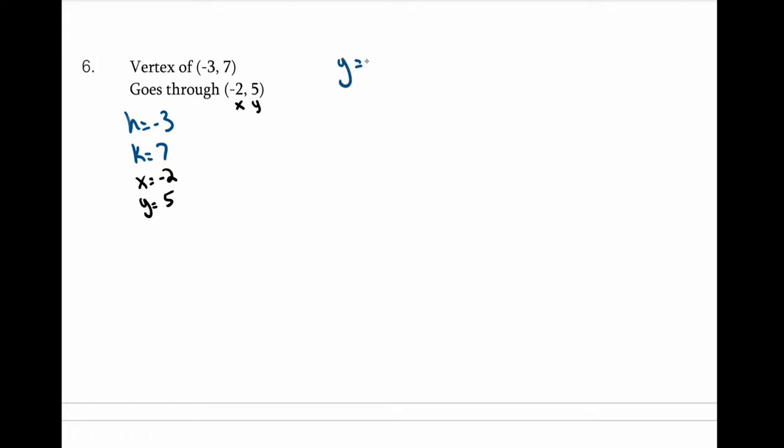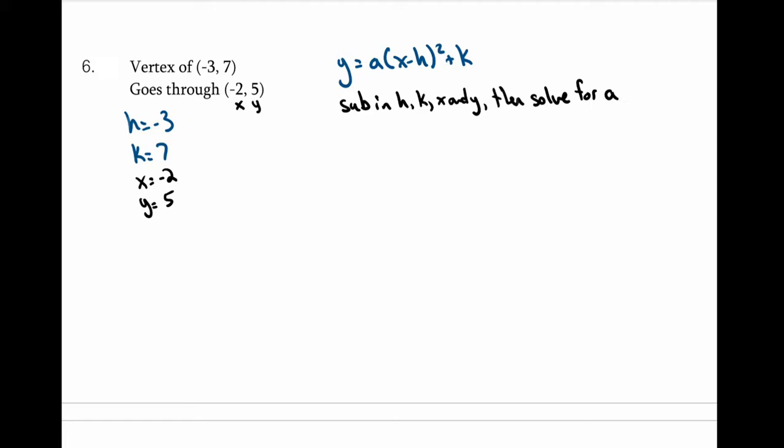So that means, given my general form, y equals a(x minus h) squared plus k, I can sub in my h, k, x, and y, and then solve for a. So plugging all of this in, y is 5, a is unknown, x is negative 2, minus h, or minus negative 3, becomes plus 3 squared plus 7.